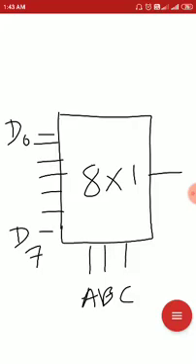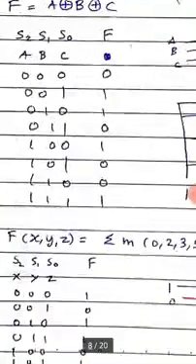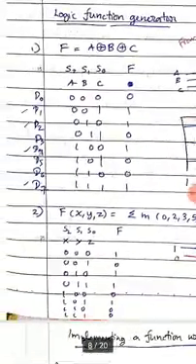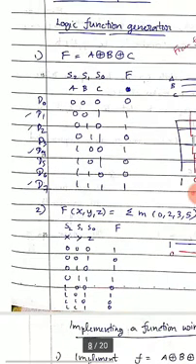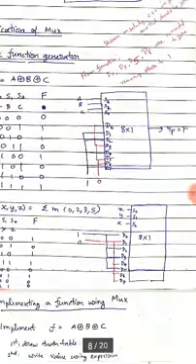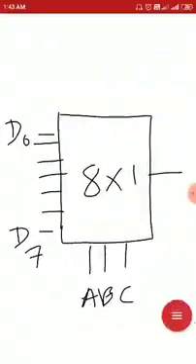Now we can see the truth table. From the truth table we know the D0 value is 0. Then D1 value is 1. So we can see for D0 the output is 0. Then D3 the output is 0. D5 and D6 the output is 0. So we can connect D0, D3, D5 and D6 to 0. So this is the first step, connecting.